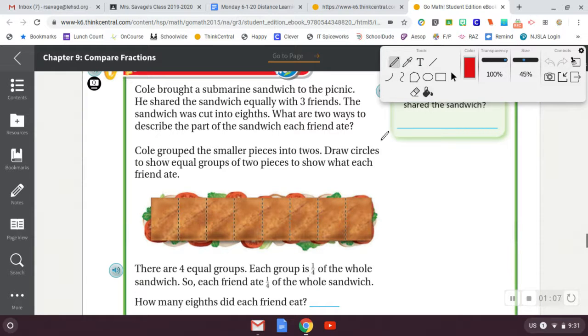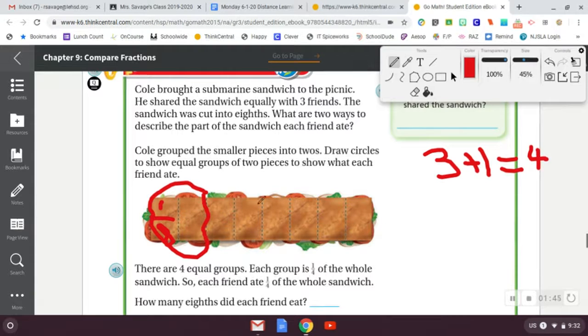All right, so let's take a look at this sandwich. Cole shared this with 3 friends. So we have 3 friends plus Cole. How many people ate this sandwich? Right, 4 people ate the sandwich. All right, so if 4 people ate this sandwich and each of these pieces is 1/8, and 4 people ate it, we're going to group these smaller pieces into 2s.